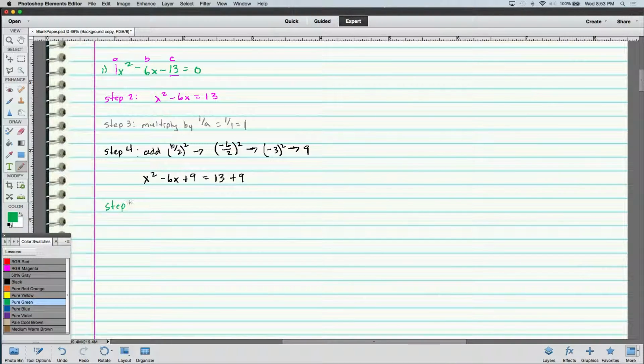Step number 5, we want to factor this trinomial on the left side and then just add the values on the right side. Factoring this, we're going to get x minus, and we want factors of 9 that are going to give us 6, which is 3 and 3. We know they have to be the same. So x minus 3 squared equals 13 plus 9, which is 22.